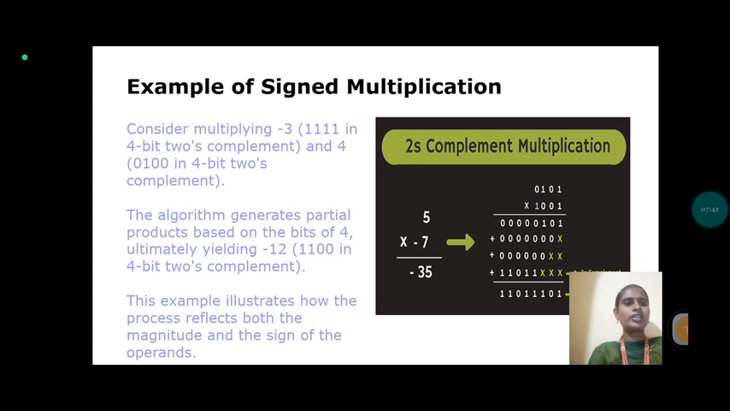Then next, examples of signed multiplication. Consider multiplying -1, which is 1111 in 4-bit 2's complement, and 4, which is 0100 in 4-bit 2's complement. The algorithm generates partial products based on the bits of 4, ultimately yielding -4, which is 1100 in 4-bit 2's complement. This example illustrates how the process reflects both the magnitude and the sign of the operands.